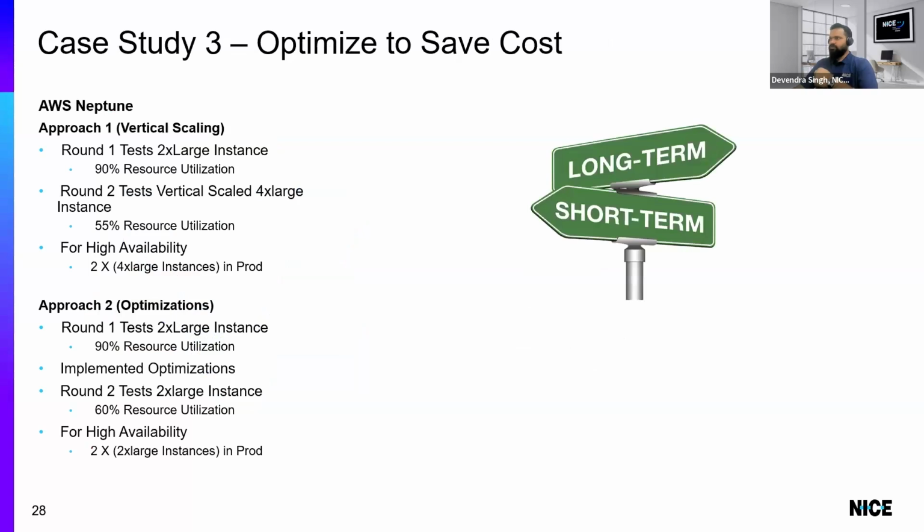I will take an example for this. Here, if you see, the context is that a team was testing an application that involved a Neptune cluster. And there are two approaches that we will see in this. The first one is vertical scaling, and the second one is with respect to optimization.